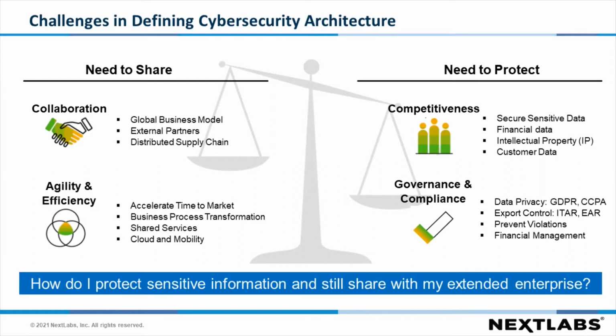Also, with the need to share, you have issues with agility and efficiency. You want to be able to accelerate times to market. You want to make sure high availability is given on your cloud and your mobile platforms. Balancing these two needs is where good architecture and security best practice for data security and exchange and governance comes into play. So how do you protect the sensitive information and still share them with the extended enterprise? How do you keep that information flowing without introducing new risks? Let's discuss some pathways to that.